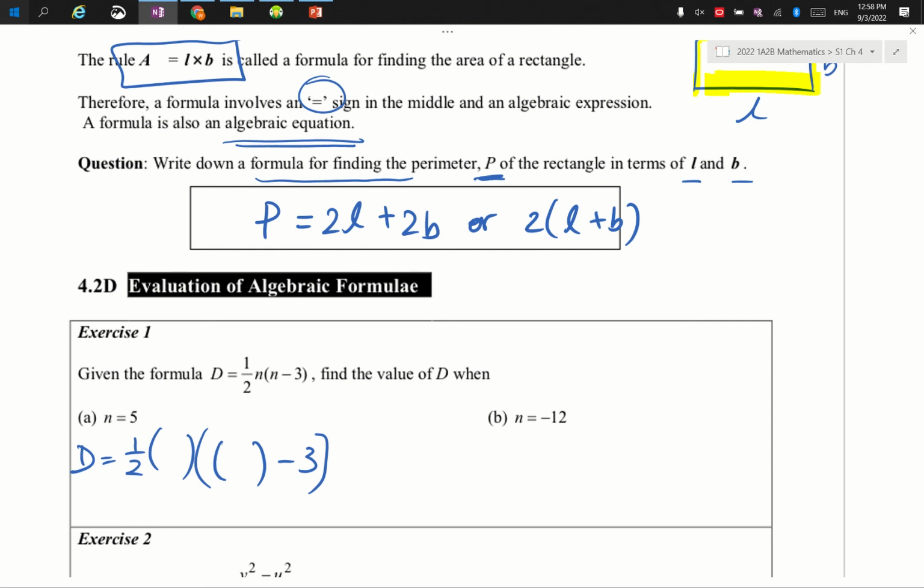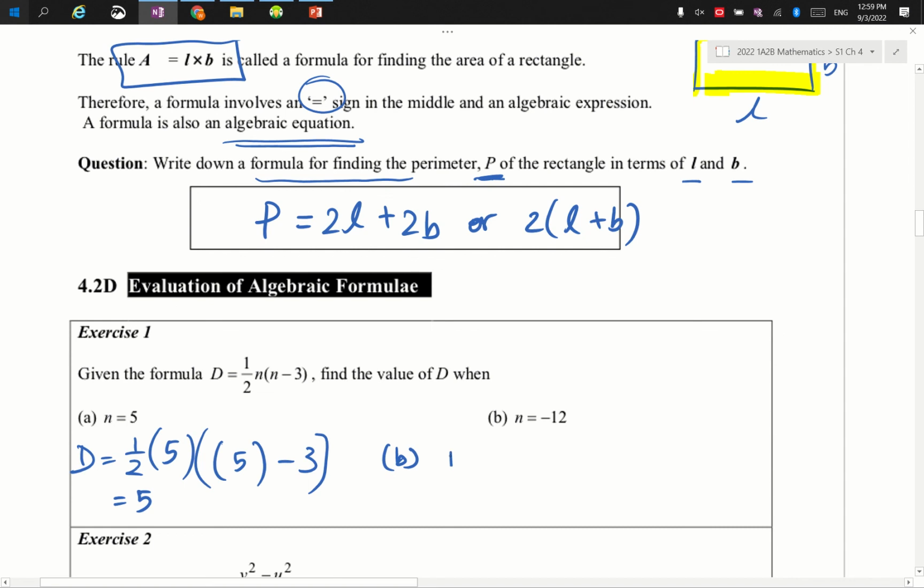Okay, now what should I put in brackets? What is the value of n that they want me to use? 5, yeah, just put 5. And use your calculator for this if you would like to. So answer is just 5. Yes? Those who try using your calculator? Okay, now try part B.